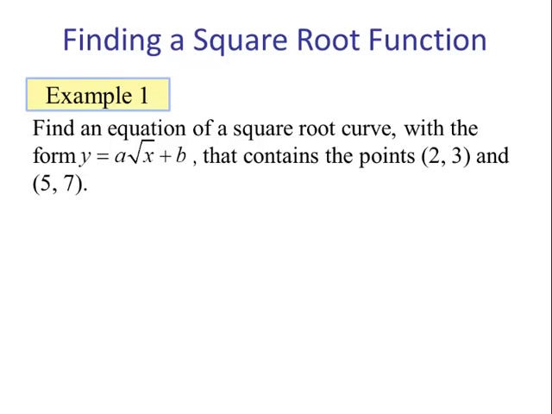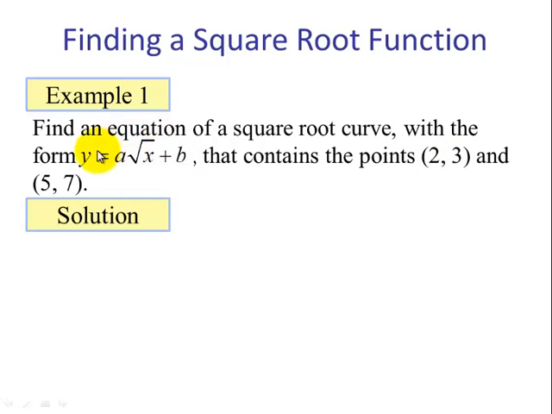Example 1. Find an equation of a square root curve with the form y equals a times the square root of x plus b that contains the points (2, 3) and (5, 7). Solution: we're given 2 points. We have 2 x values, 2 and 5, and 2 y values, 3 and 7.